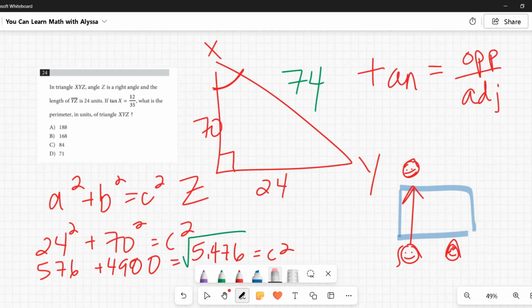Okay, now we have our three sides of this clearly not drawn to scale triangle. Perimeter is just adding the lengths of those sides together. So if I add these three sides together, 70 plus 74 is 144. 144 plus 24 is 168. And that is my perimeter, and that is B. That's my answer. So a lot of different concepts. We've got the tangent, similar triangles, those ratios, Pythagorean theorem, and perimeter all in one, but that's our answer, B, 168.